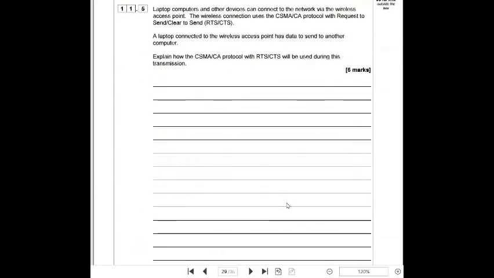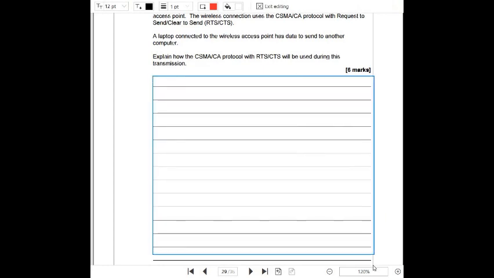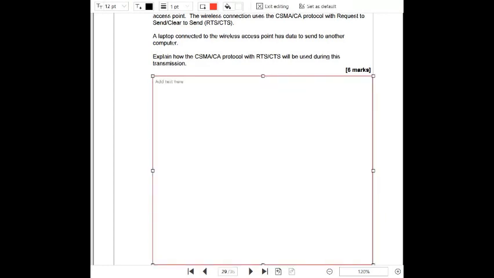Okay, 1.5. Laptop computers and other devices can connect to the network via a wireless access point with a wireless connection using CSMA/CA protocol with a request to send or clear to send. Laptop connected to a wireless access point has data to send to another computer. So we need to explain how the CSMA protocol where RTS will be used during transmission. So it's a 6 marker, so we need a lot of beef in that one.